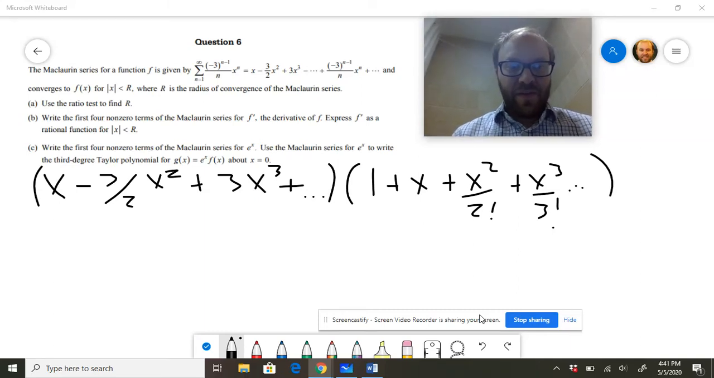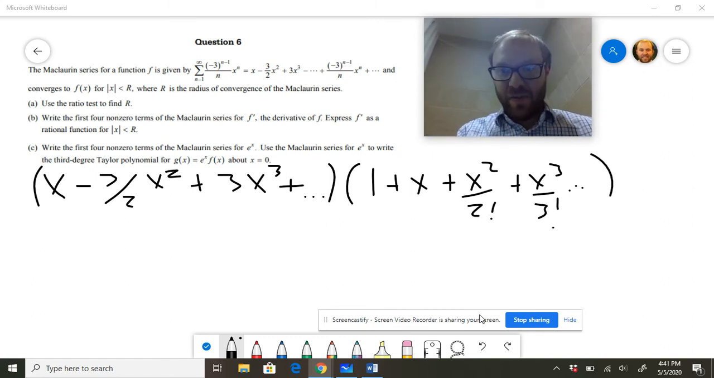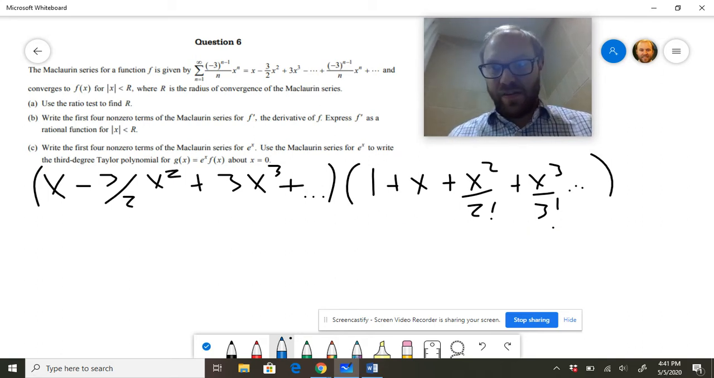All right, so I want to look at part three of this. This asks us to find the first four non-zero terms of the Maclaurin series for e to the x. Just to save a little bit of time here in the video, hopefully that's one you've memorized. I've got all those terms listed right here, and you can see those. Pretty basic series. You need to know that series.